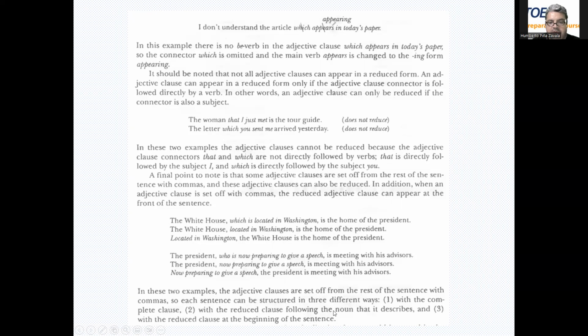Two, with the reduced clause following the noun that it describes. The White House, located in Washington, is the home of the president. The president, now preparing to give a speech, is meeting with his advisors. And number three, with the reduced clause at the beginning of the sentence. Located in Washington, the White House is the home of the president. Now preparing to give a speech, the president is meeting with his advisors.